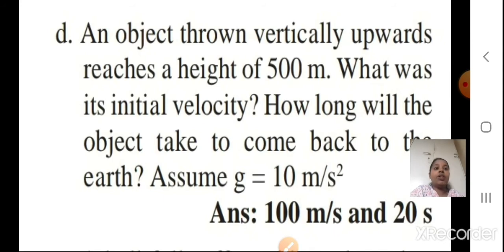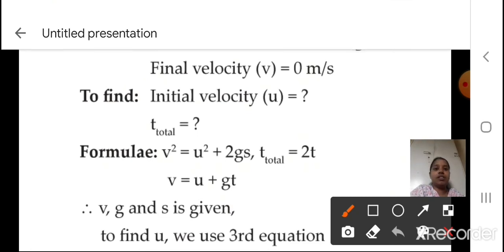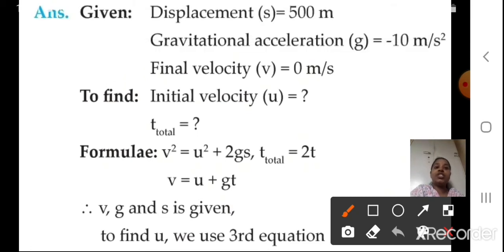Assume g is equal to 10 meters per second squared. So the g value we are going to take is 10 meters per second squared. Okay students, now see here, displacement is equal to 500 meters. Yes, that is the s value. Gravitational acceleration g is equal to minus 10 meters per second squared. Why minus? Because it is in the direction opposite to the gravity. Okay, final velocity, as I told you, it has already reached the height, so 0 meters per second. And we have to calculate the initial velocity and t total, the total time.